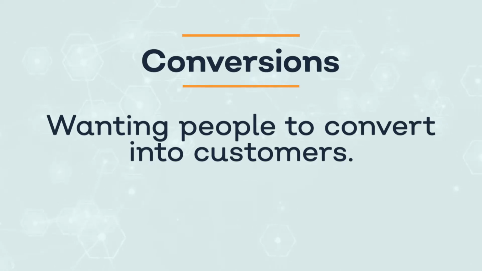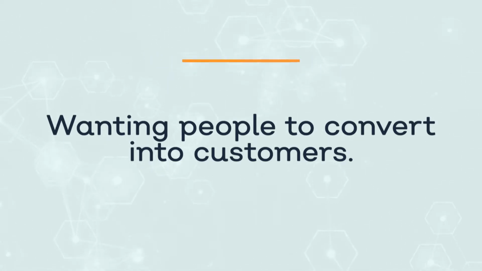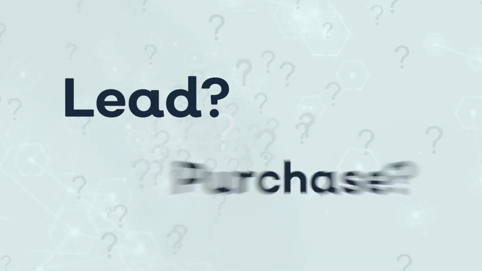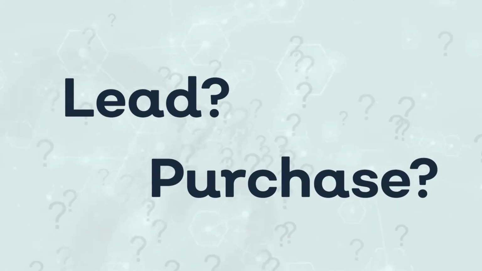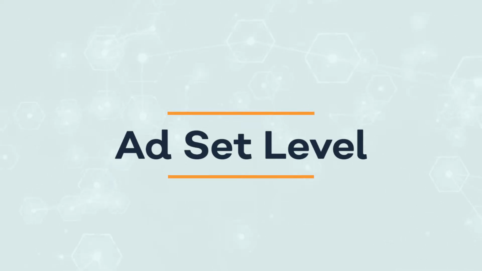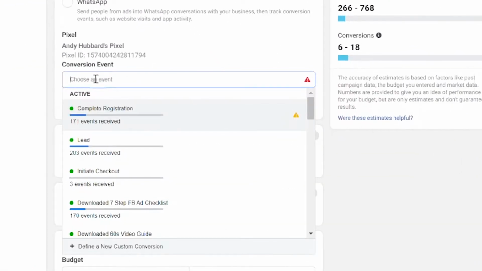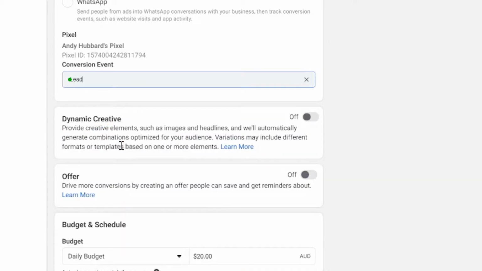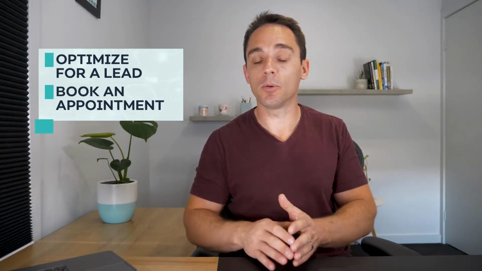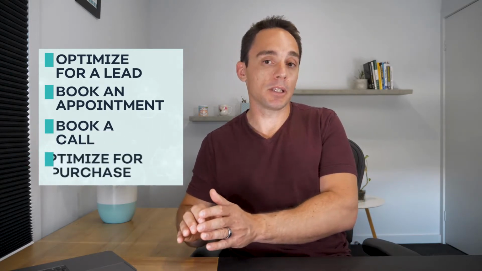So you might be wondering, well, how does Facebook know the difference between a conversion that is a lead and a conversion that is a purchase? And the way they do that is at the ad set level. So when you choose conversions as your campaign objective, Facebook will ask you at the ad set level, what conversion specifically would you like to optimize for? And that's where you can choose to optimize for a lead, or for, let's say, booking an appointment or booking a call, or it could be optimizing for a purchase. And that's where you tell Facebook exactly what it is that you want.